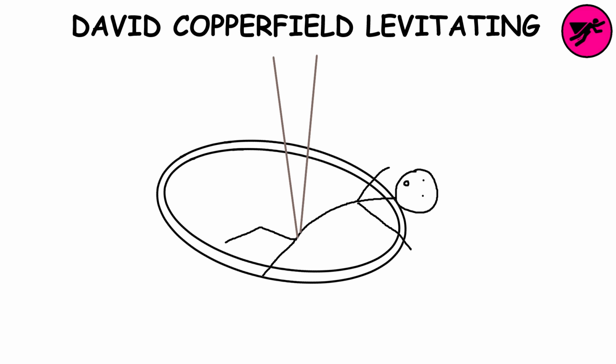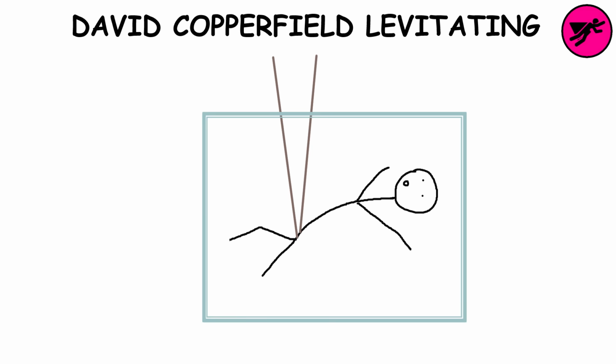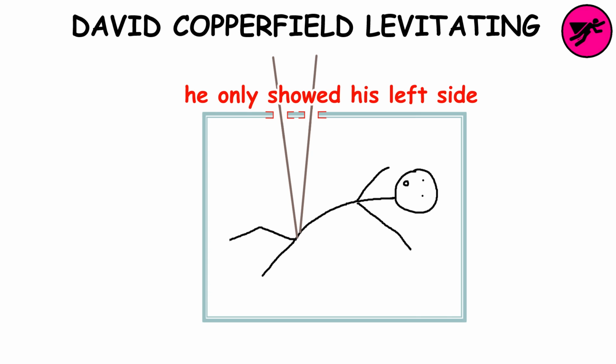In reality, the rings were moved in a special way so that they never touched the wires, and the glass box had two holes for the wires to make them move freely. This is why he only showed his left side to the audience while he was in the box.